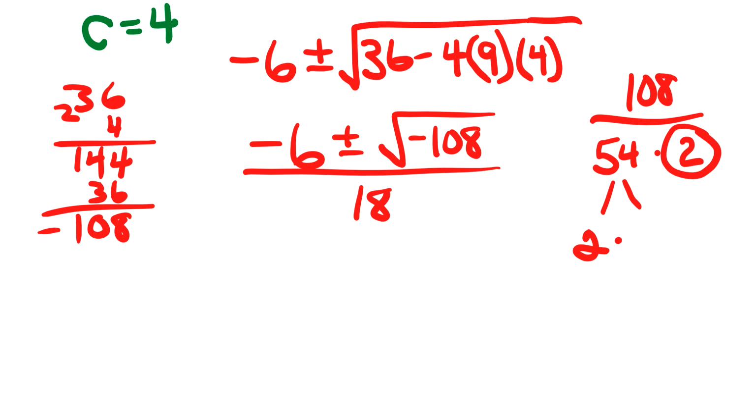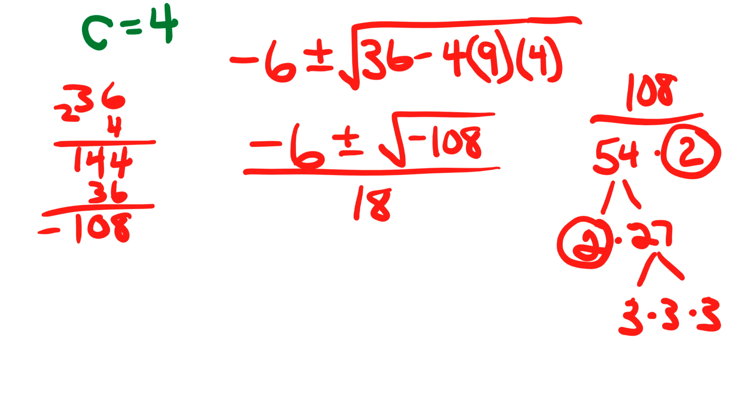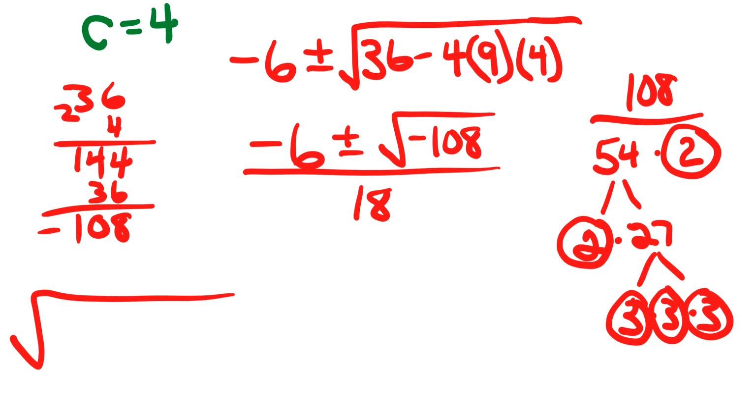54 would be 2 times 27. That's 54. This 2 is prime. And the 27, I know, breaks down to be 3 times 3 times 3. And these are all prime, of course. So if I'm looking for the square root of these numbers here, what have I got? 2 times 2 times 3 times 3 times 3.